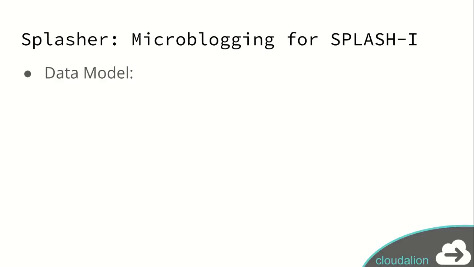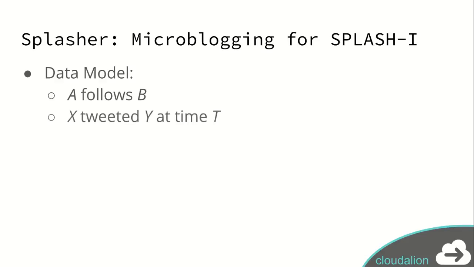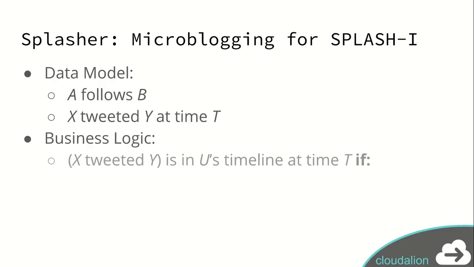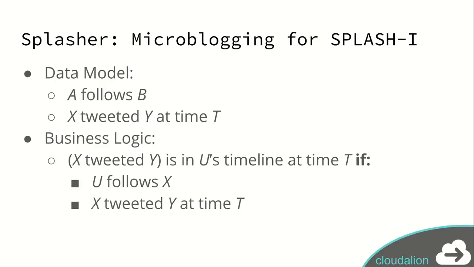It has a very simple data model. It has two entities. One is A follows B, where both A and B are users, and the other is X tweeted Y at time T, where X is a user, Y is a string, the text of the tweet, and T is a numeric timestamp. We will define the business logic in terms of the output. In this case, we have the timeline. So the timeline for user U contains an event of the form X tweeted Y if U follows X and X tweeted Y.